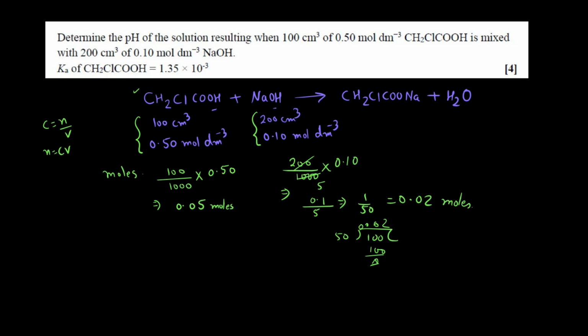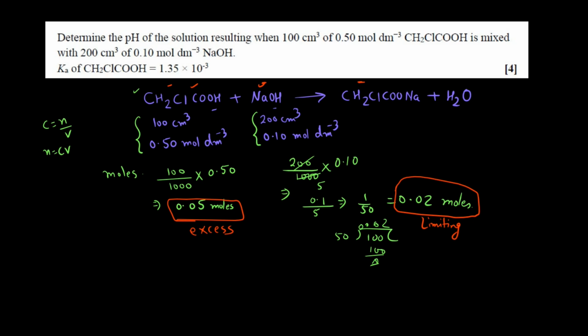So the moles of chloroacetic acid present is 0.05 and the moles of sodium hydroxide present is this. So our sodium hydroxide is limiting and chloroacetic acid is in excess. So this is in excess and this is limiting. Now we know that the reaction between chloroacetic acid and sodium hydroxide is 1:1. 1 mole of this reacts with 1 mole of this to give 1 mole of the salt.